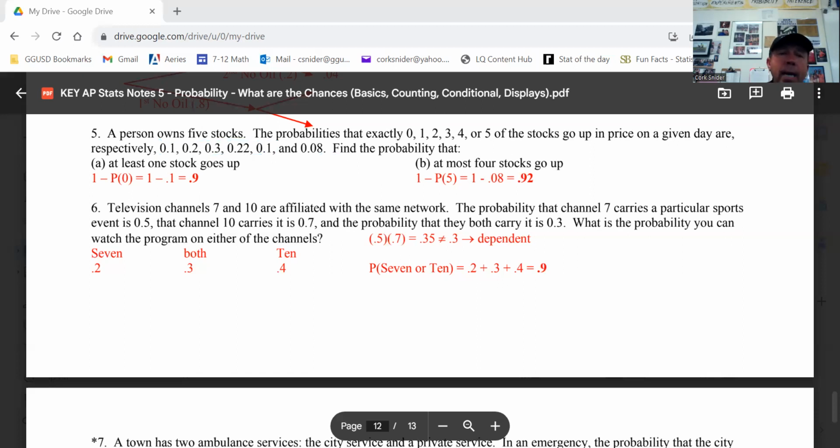All right, number 6. We've got television channels 7 and 10 affiliated with the same network. The probability that channel 7 carries a particular sports event is 50%. That channel 10 carries it is 70%. And the probability that they both carry it is given. There it is, both. We've got a Venn diagram. What is the probability that you can watch it on either channel?